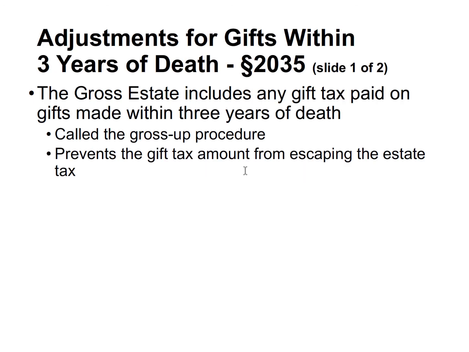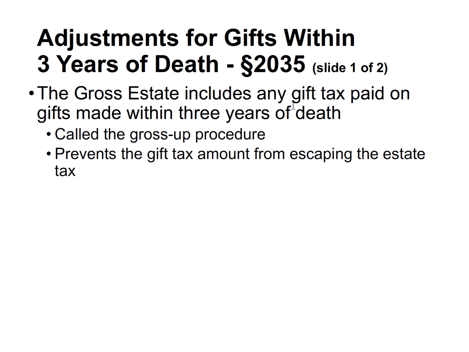So we do make adjustments for gifts within 3 years of death. This is for purposes of the estate tax. The idea here is that the gross estate includes any gift tax paid on gifts made within 3 years. So you have to include those. The idea is that these are like deathbed gifts. You know you're going to die soon. Oh, I'm going to start gifting a lot of stuff away to get it out of my estate. I'm going to pay gift tax on it, but maybe that can save you tax with respect to having to pay the estate tax. So we call this the gross up procedure because it puts it back in.